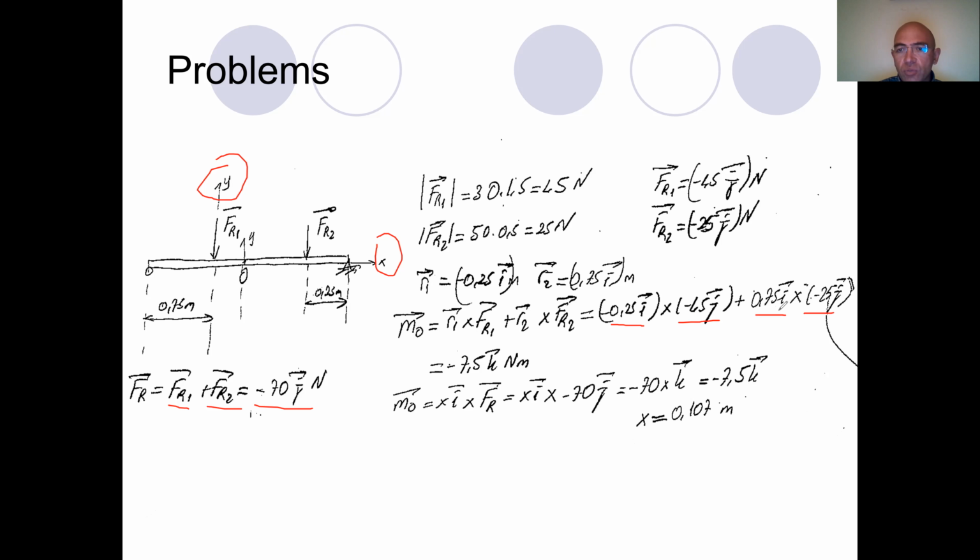And from here, from 0.75 i vector multiplied by minus 25 j vector, so i to j will be a positive k, right, in this case, and then I have a negative component, so 25 times 0.75 makes 18.75, and the resultant moment will be, in this case, minus 7.5 k vector.